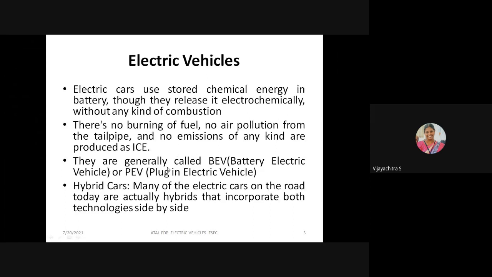Generally there are different types of electric vehicles. One is the BEV, battery electric vehicle, and the second is the PEV, plug-in electric vehicle. And if a vehicle requires both fuel as well as the battery, then it is called a hybrid vehicle. Many of the electric cars on the road today are actually of hybrid nature. We can utilize both fuel and battery power, a hybridization of two technologies, which is why they are called hybrid electric vehicles.